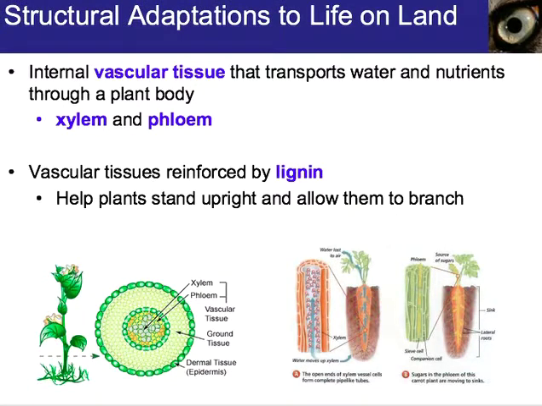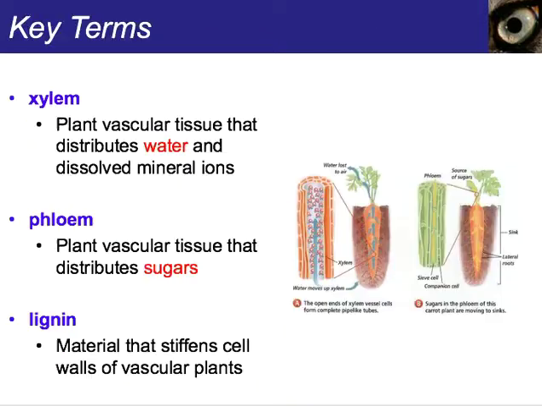Plants also had to evolve vascular tissue when they moved onto land, and the internal vascular tissue is what transports water and nutrients through the plant. I do expect you to know the differences between xylem and phloem, which we're going to talk about in a moment. And vascular tissues are reinforced by something called lignin. If you ever eat celery, you know the stringy stuff, that's lignin. What it does is it helps the plant stand upright and allows them to branch. So it's basically what gives the plant that sturdy structure.